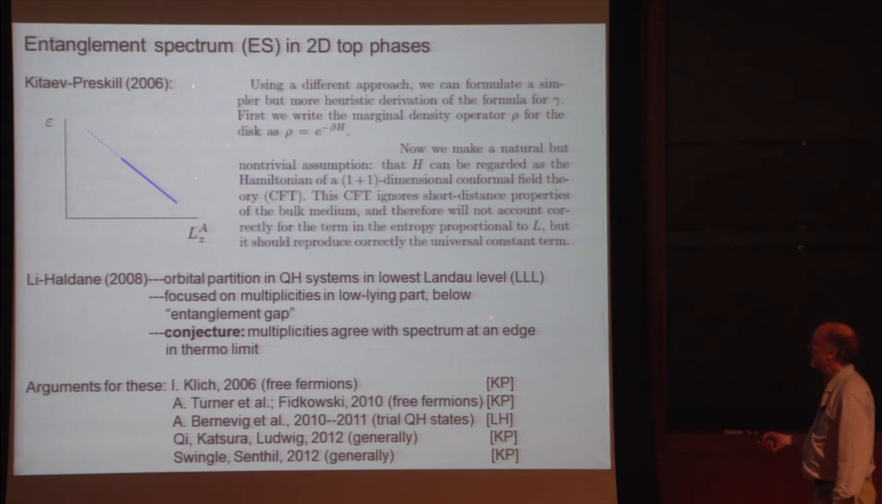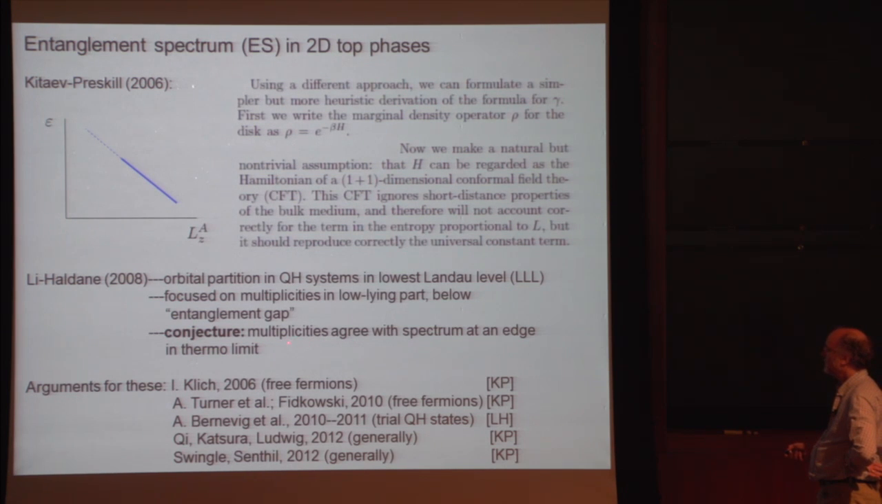Okay, so in the later paper of Lee and Haldane, they studied explicitly the entanglement spectrum using orbital partition, which I'll describe in a minute, and they focused mainly on the multiplicities of the eigenvalues of the pseudo-energies. They found that there's a low-lying part and some higher energy part. They focused mostly on the multiplicities of the low-lying part below some gap, and found that these seem to agree, at least if we go to the thermodynamic limit, with the multiplicities in a real edge, in the edge states of the quantum Hall effect.